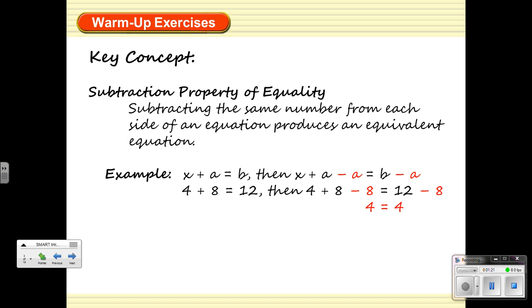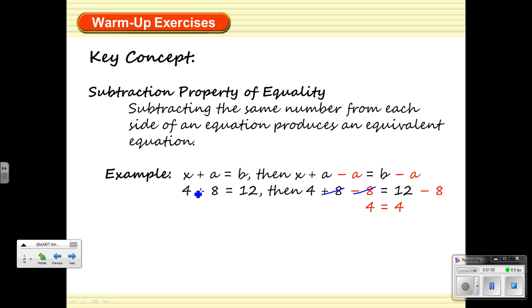So here is the next key concept. There are 4, but these two kind of go together. The subtraction property of equality is similar to the addition property of equality, but it's subtraction. So it's the same idea. If we have x plus a equals b, then if we subtract a from both sides, we should come up with something that is equivalent. Here's our example, 4 plus 8 equals 12. If we subtract 8 from both, this positive 8 and this negative 8 add to 0, leaving us with 4 over here, and then 12 minus 8 equals 4.